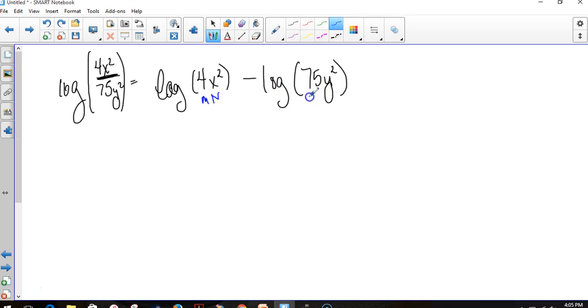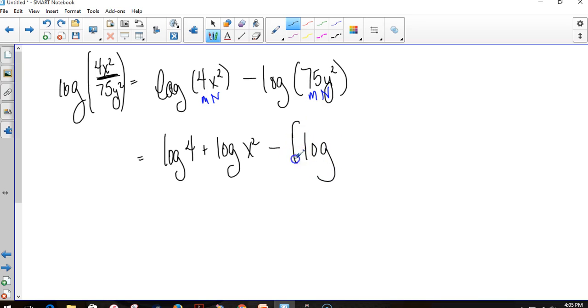M times n, m times n, and I'll split those using addition. So I have log of 4 plus log of x squared minus, I will use parentheses, log of 75 plus log of y squared.